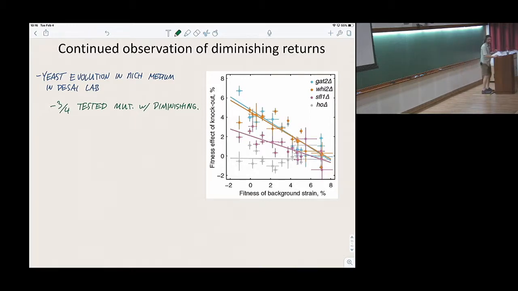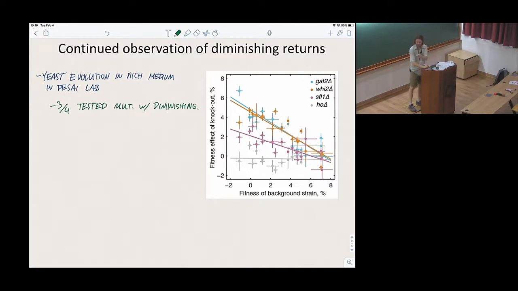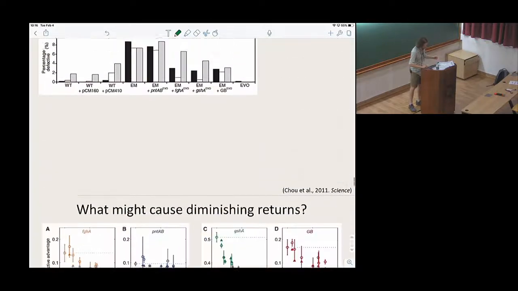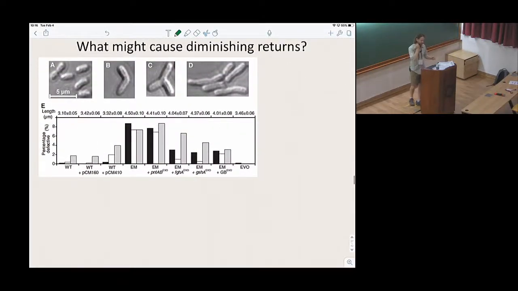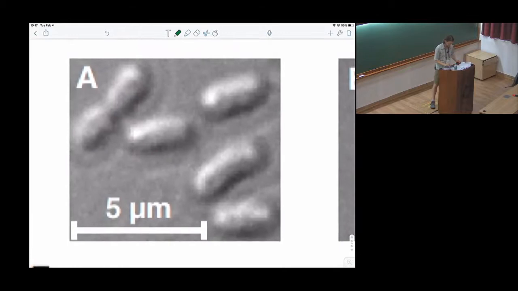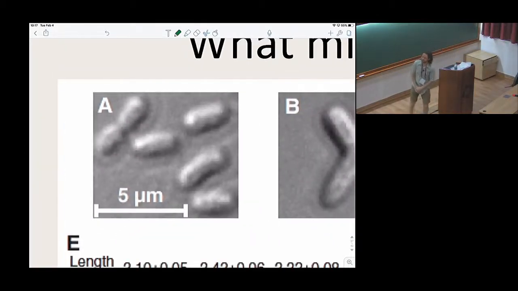So let me see what we're doing on time. The time didn't even start, so I guess I still have an hour and a half. Is that right? No, so what might be causing diminishing returns? And in our case, we have at least a guess about this. It turned out, it's hard to get much morphological detail on bacteria. Wild type cells just look like stubby little hot dogs or something. There's not a lot to go on normally.